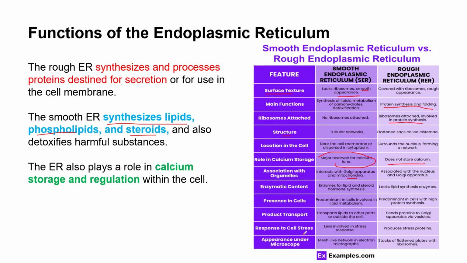Then response to stress: the smooth is less involved in stress response, while the rough endoplasmic reticulum produces stress proteins. Appearance under the microscope: the smooth endoplasmic reticulum appears as a mesh-like network in electron micrographs, while the rough appears as stacks of flattened plates with ribosomes.